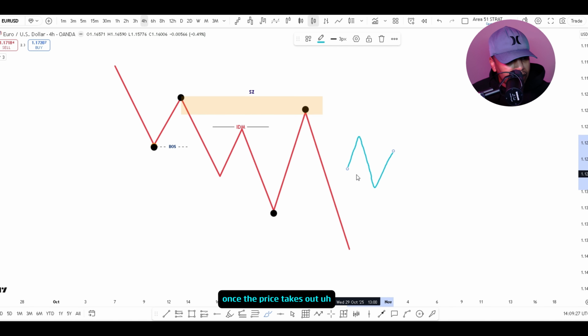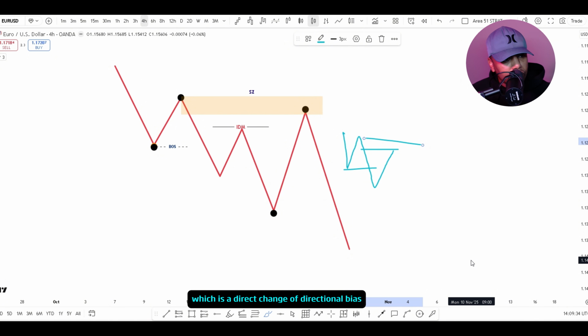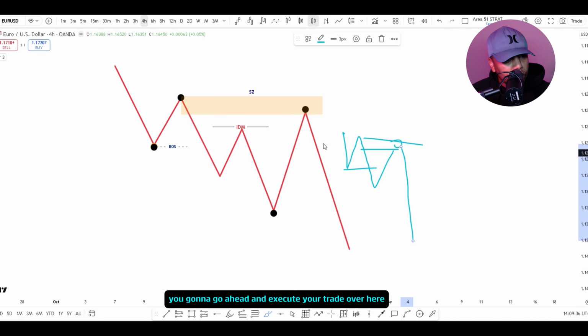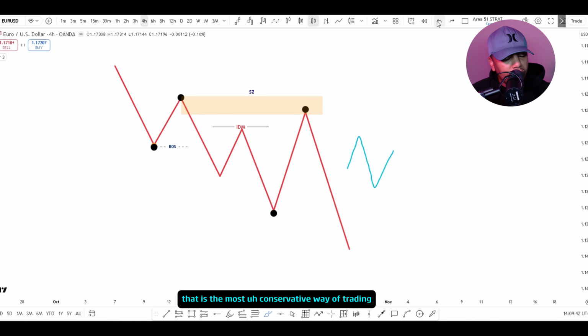Once the price takes out and creates a change of character, which is a direct change of directional bias, you're going to go ahead and execute your trade over here using the lower time frame. All right, that is the most conservative way of trading.